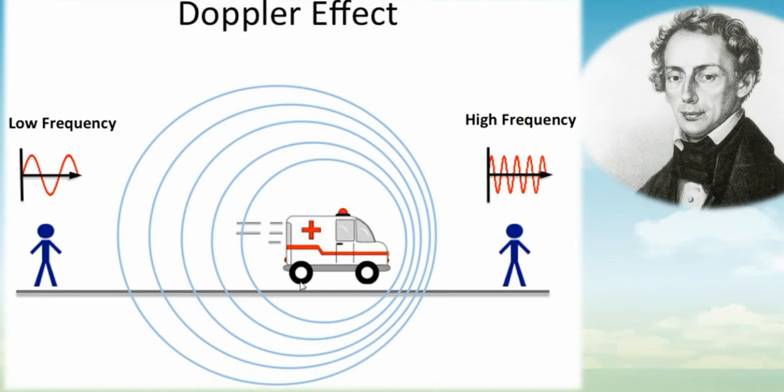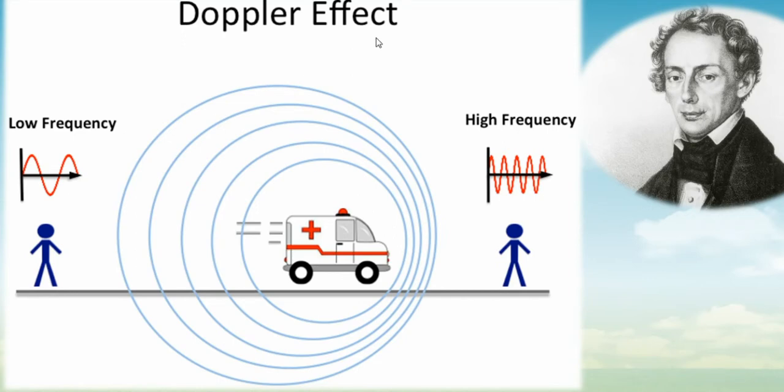So we can draw spherical wavefronts, and they are moving. If you look at the wavefronts in the forward direction, there is a small gap between the wavefronts. If you observe the wavefronts at the back of the ambulance, then there is a large gap between the wavefronts. So this indicates a high frequency of the wave in the forward direction and a low frequency in the backward direction.